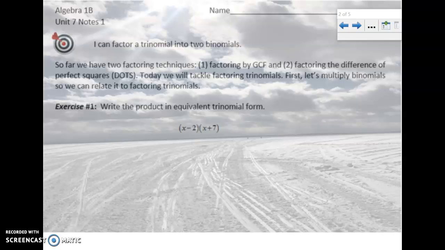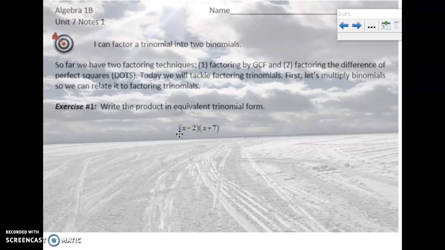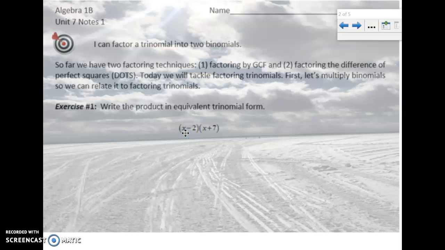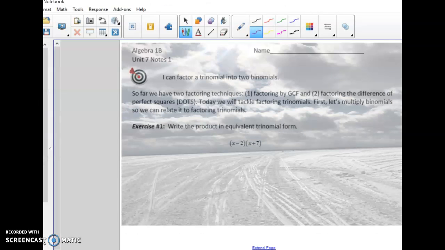get there. So if we have x minus 2 in parentheses, that's a binomial, and then x plus 7 in parentheses, that's another binomial, we can multiply this with the box method, with distributing, and so I'm going to go with what most students have been comfortable with, and that is the distributing method.